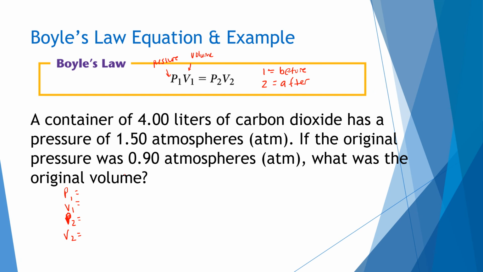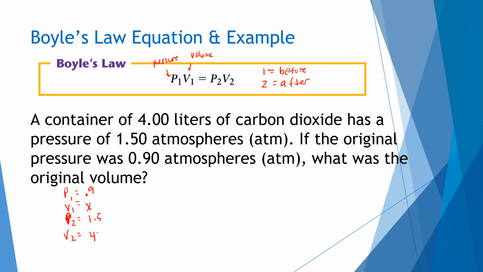So that means this is going to be plugged in for P1. And it's asking what is the original volume. So again, original or before means it's a 1, so that's going to get an X. From there, we're going to plug in our other values. For P2, it's going to be 1.5, and then for V2, it's going to be about 4 liters.